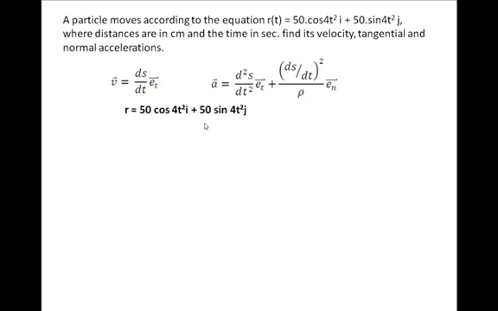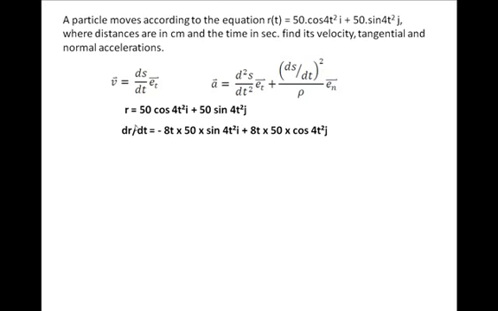Now next problem. It says a particle moves according to the equation r(t) is equal to 50 cos 4t square i plus 50 sin 4t square j, where the distances are in centimeters and the time is in seconds. Find velocity, tangential and normal acceleration. Alright, we have our equations. We are not bothering about rho because it's a circular path. This equation tells us it's a circle. So R is clearly 50. The rho is clearly 50.